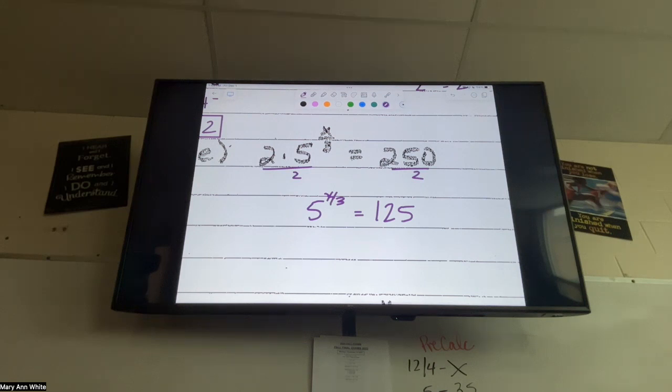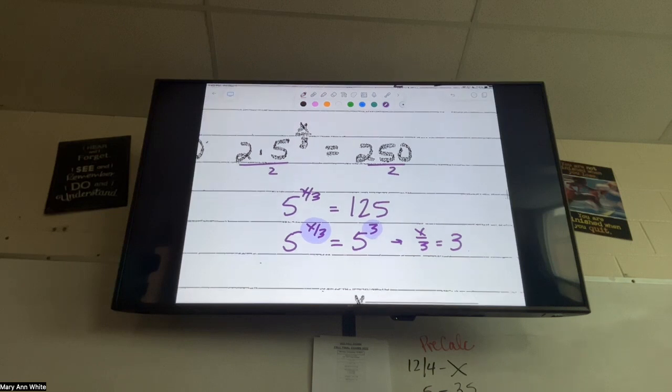Let me get a common base. I think 5 is a good one. So I'm going to keep my 5 to the x divided by 3 on the left side. What's the right side going to be? 5 to the 3rd, very good. Once you have the bases the same, then we just set our exponents equal. X over 3 equals 3. How do I solve for x? Multiply by 3. Okay.